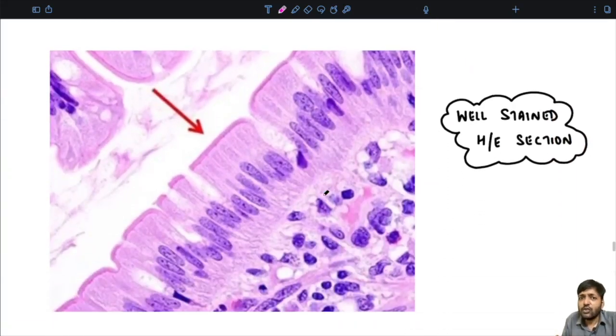So when you look at a well stained H&E section, it looks somewhat like this. You can see this is the nuclear stain over here. Let me use other pencils so that you can appreciate it. This is the nucleus. This nucleus is stained by your hematoxylin, a strong basic dye combining with the negatively charged nucleus. This is how you get the nuclear stain. You can see it is deep violet to purplish in color.